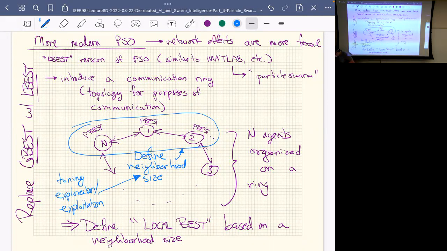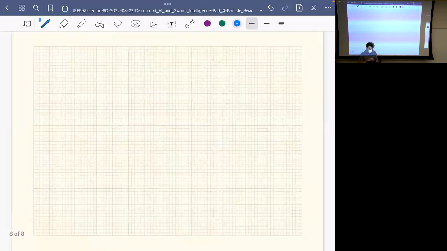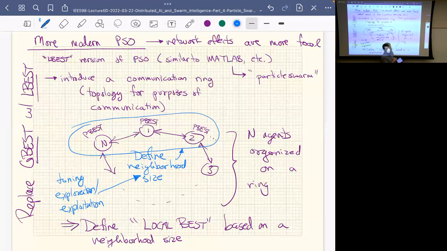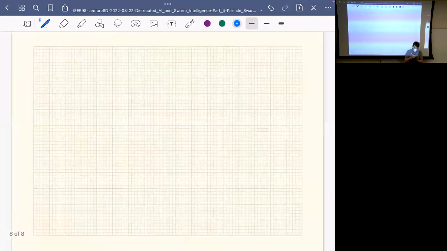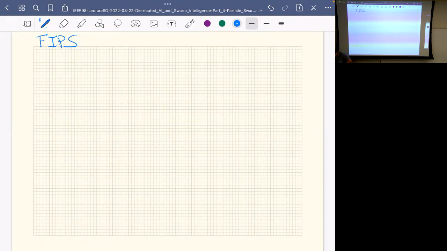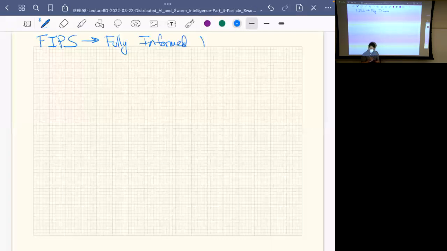And just because the question was asked, I do want to mention, though I'm not going to go into detail, that Kennedy was looking at these versions that were coming out and published something called FIPS. What does FIPS stand for? It is fully informed particle swarm. This is just a bonus piece of information, and it's also by Kennedy, and you can see the article online.